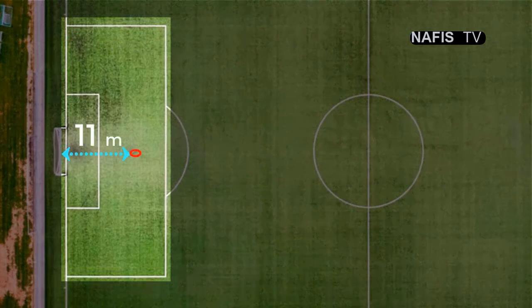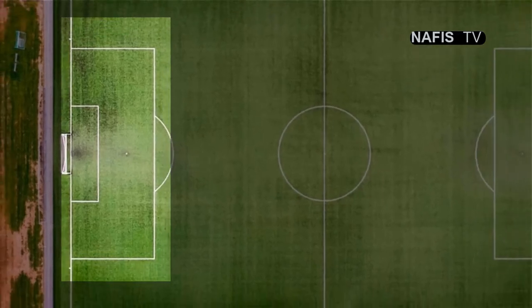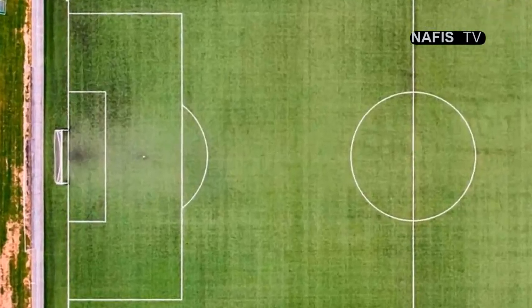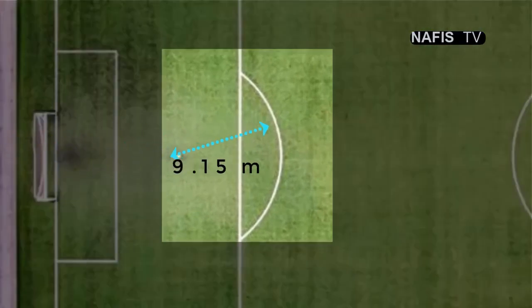Within each penalty area, a penalty mark is made 11 meters from the midpoint between the goal posts. An arc of a circle with a radius of 9.15 meters from the center of each penalty mark is drawn outside the penalty area.